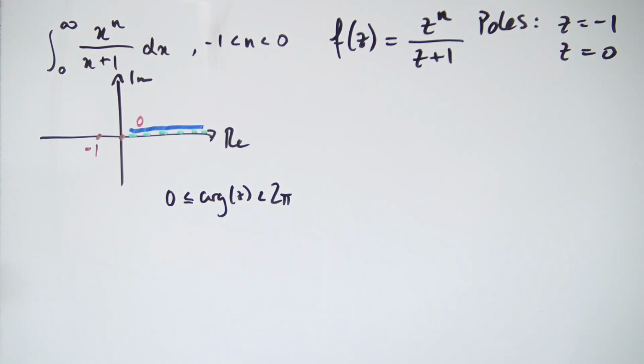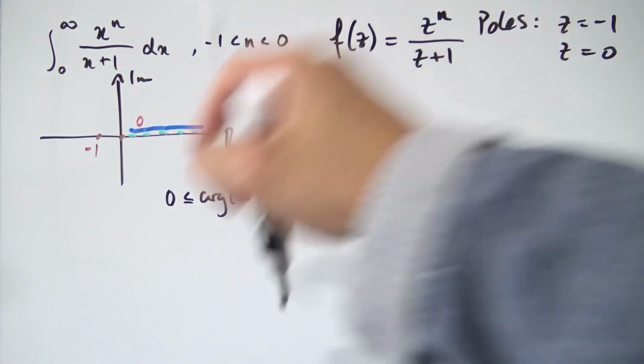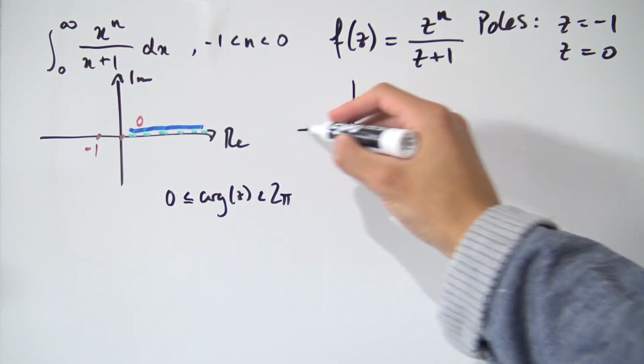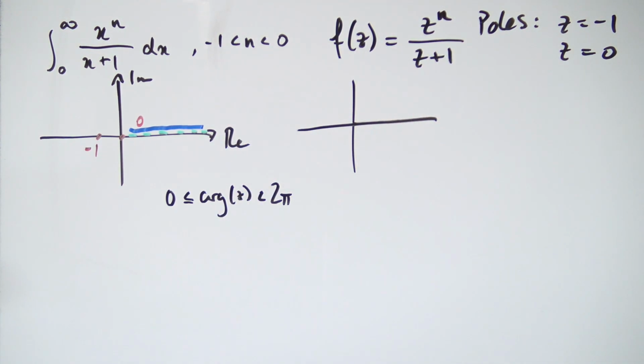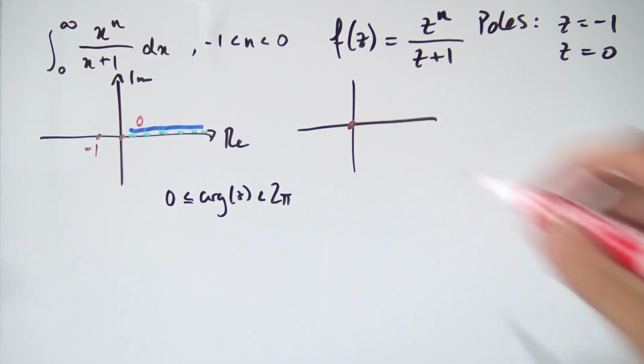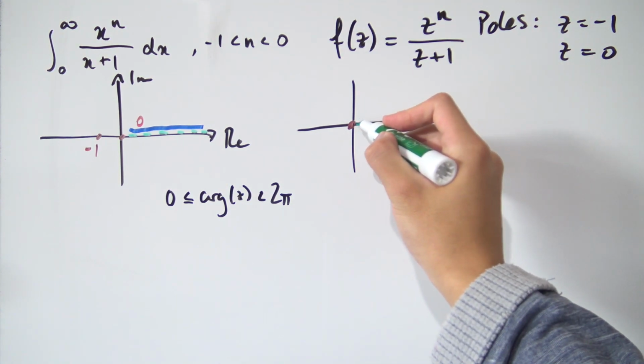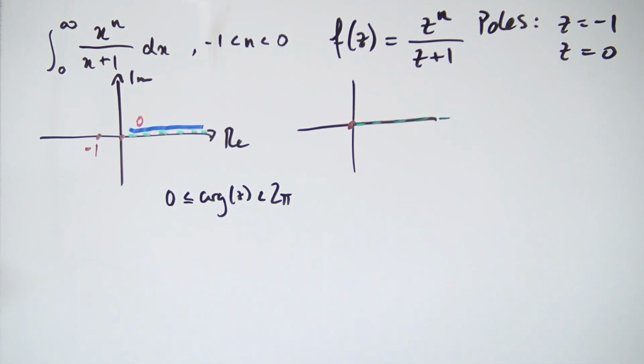And I'm going to draw up another picture that kind of zooms into this one little spot. In the origin right there, we're going to have our pole at z equals 0. So we have a pole right there. Our branch cut for our argument is exactly on the positive real axis.